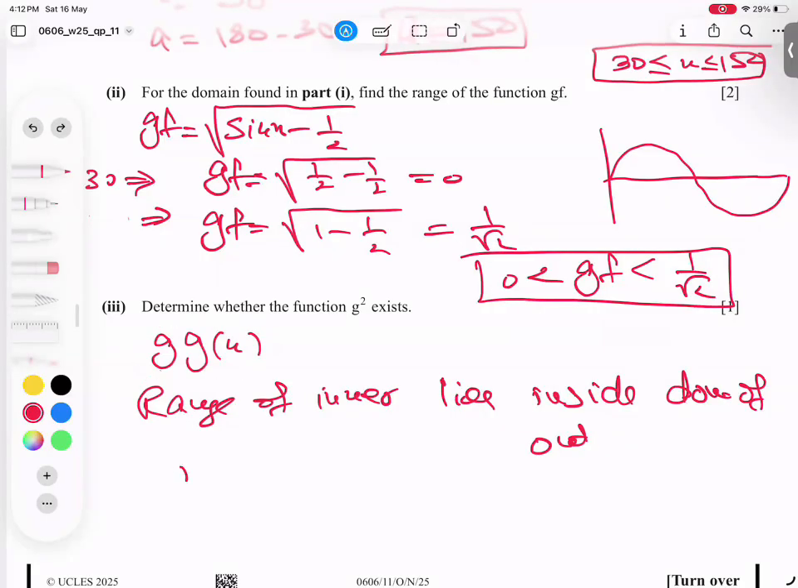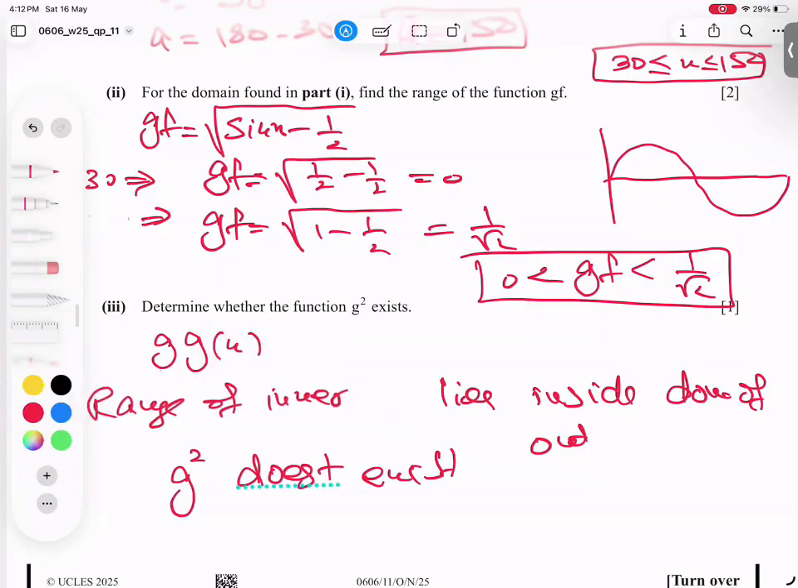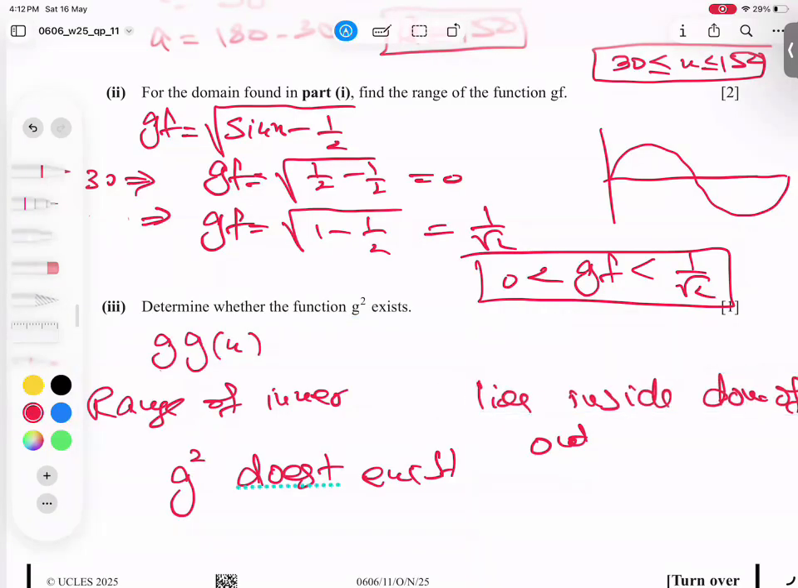Okay, g inverse does not exist, because we can say the range of the inner function does not lie inside. I should write it like this: does not lie inside. I think the idea is very clear, and we have done this question. I hope the point is very clear.